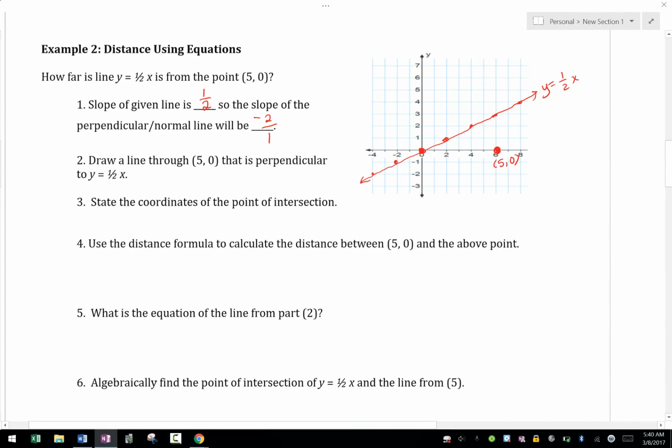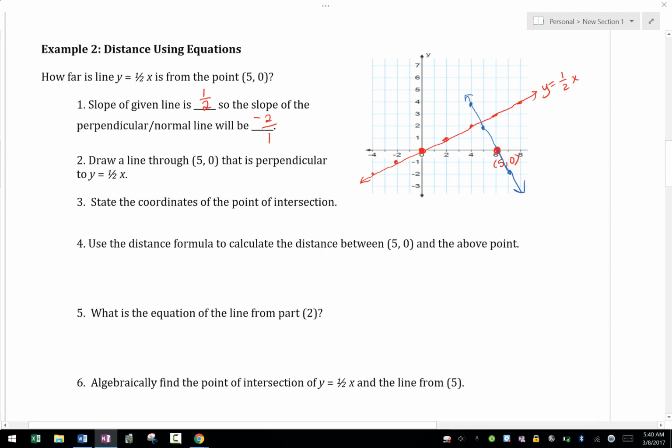So we said the slope of our given line was 1/2. And if I take the opposite reciprocal, the perpendicular line would have a slope of negative 2 over 1, or a slope of negative 2. So now, if I want to measure the perpendicular distance, I need to draw a slope of negative 2 through the point 5, 0. So my slope of negative 2 would be down 2 over 1, or up 2, left 1, up 2, left 1. Okay. And when I draw this in here, that looks pretty good.